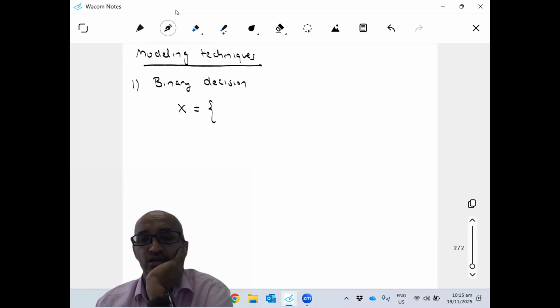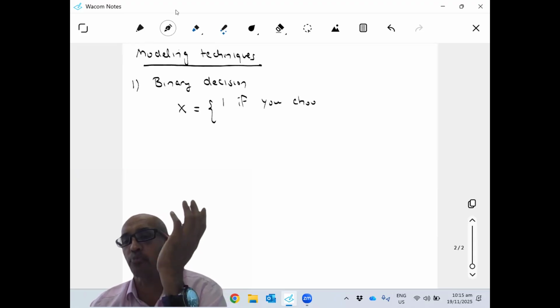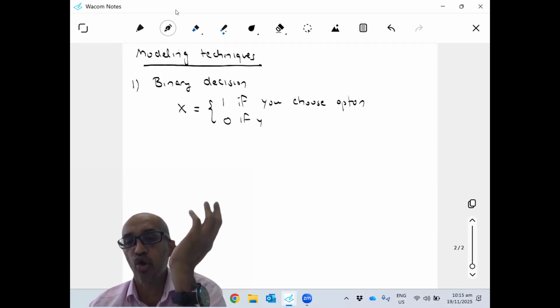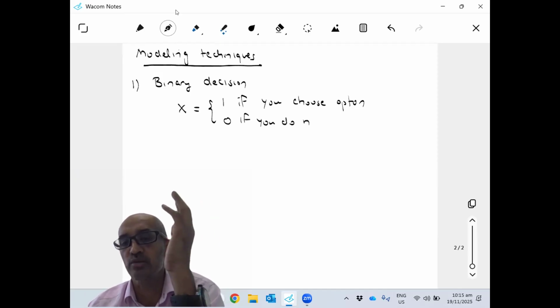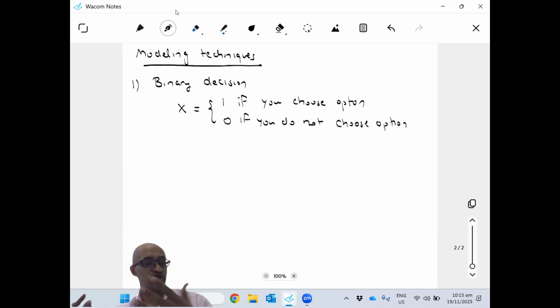Anytime you have that, you will have a binary decision variable where x will be 1 if you choose some option, and the option will depend on the problem context, and 0 if you do not choose the option. Whatever the option might mean in your particular context. It's a decision you have to make.